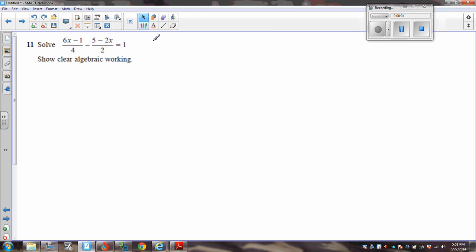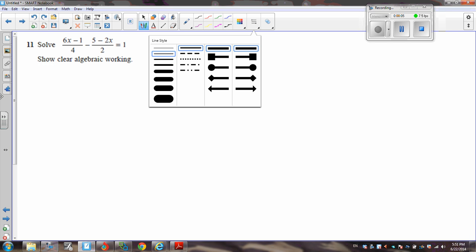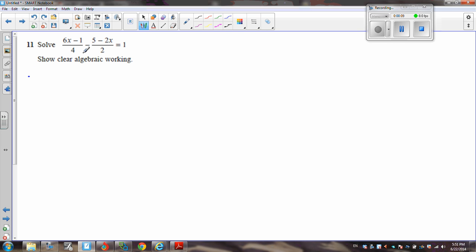Okay, there are a couple of different ways of doing this question. I'm going to start off first of all using the first method, which is to rewrite both fractions on the left-hand side with the same denominator. So I'm just going to subtract the fractions.